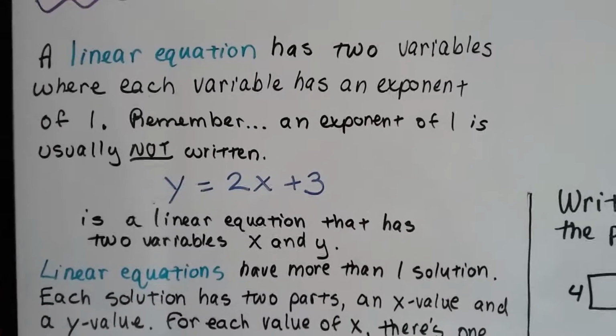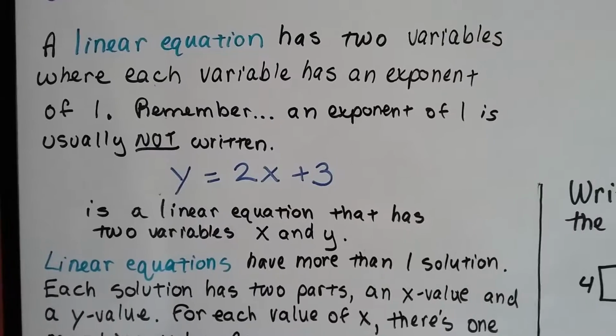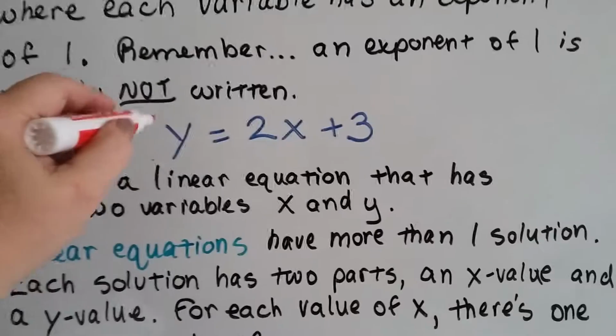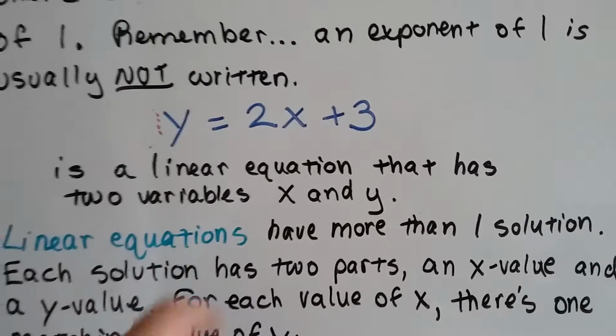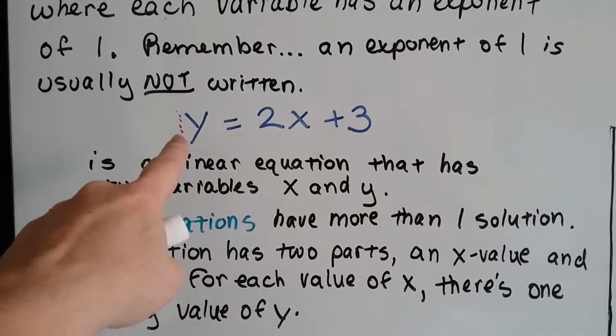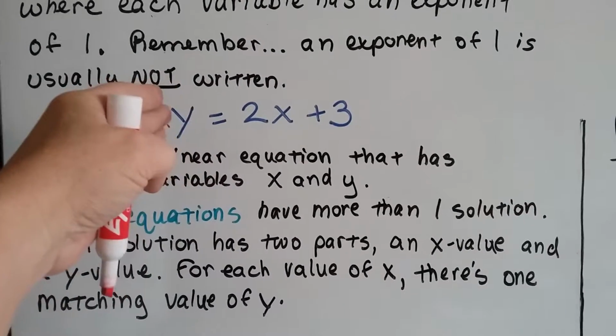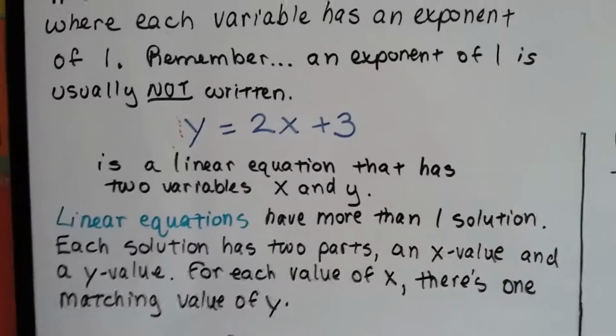A linear equation has two variables where each variable has an exponent of 1. So remember, an exponent of 1 is usually not written. It's like an invisible 1 in front of the variable. We don't need a 1 there to tell us that there's 1y. We can see there's 1y without the 1 there. We just don't write it.